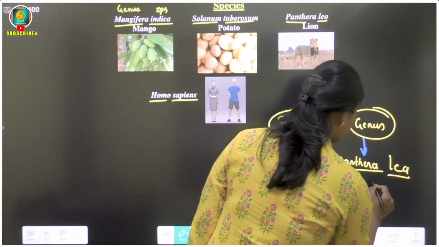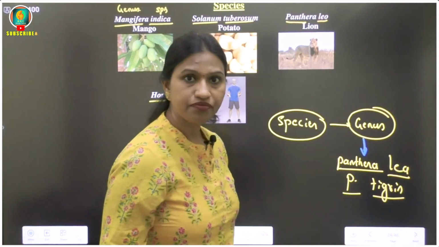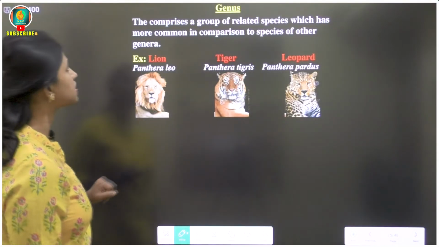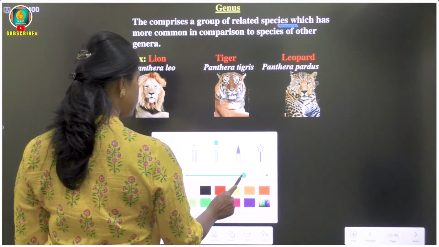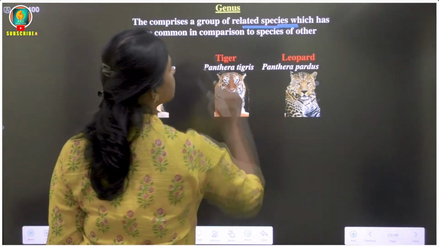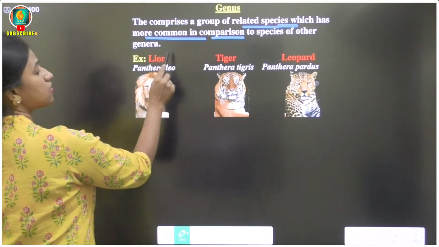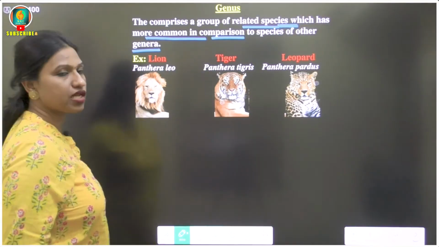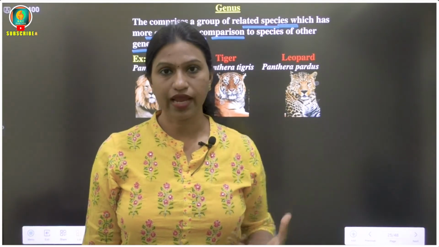Or I can call it Panthera tigris, the name given for tiger. But they belong to the same genus. Look at this example. A group of related species has more in common in comparison to species of other genera. Other genera means I can't take the genus of the domestic cat.